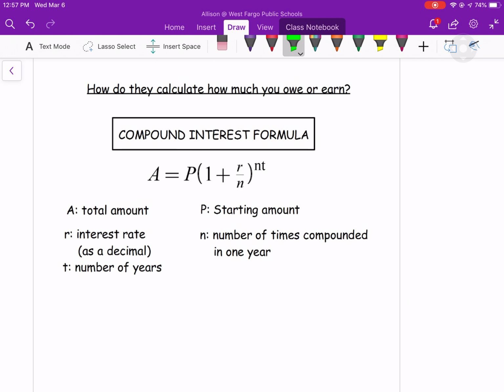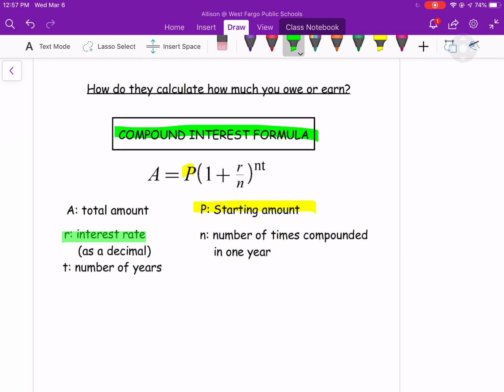So how do they calculate how much you owe or how much you earn? They use the compound interest formula. I will give you the formula on the test, so that's easy to find, but you do need to know what the variables represent. In our last growth model, A was the initial value. It's similar, but here A is the total amount, and P this time is our starting amount. It's similar though because it's out front, in the very front of our equation, like in the growth models.